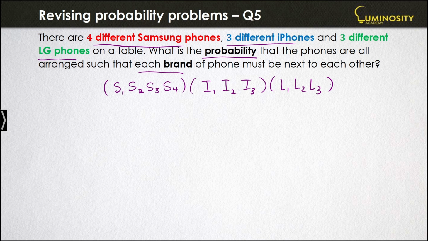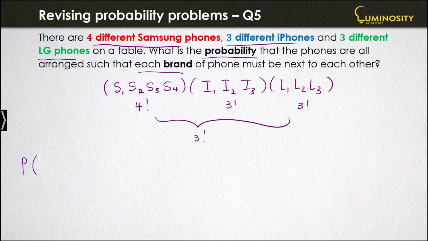Okay, so the 4 Samsung phones must be all next to each other, the 3 iPhones must all be next to each other, and the 3 LG phones can be all next to each other. So within these 4 Samsung phones, there are 4 factorial ways we can assign them by the fundamental counting principle. For the 3 iPhones, there are 3 factorial ways, and for the 3 LGs, there are 3 factorial ways. And then in total, these 3 groups can also be arranged 3 factorial ways. So by the fundamental counting principle, we are looking at the probability.